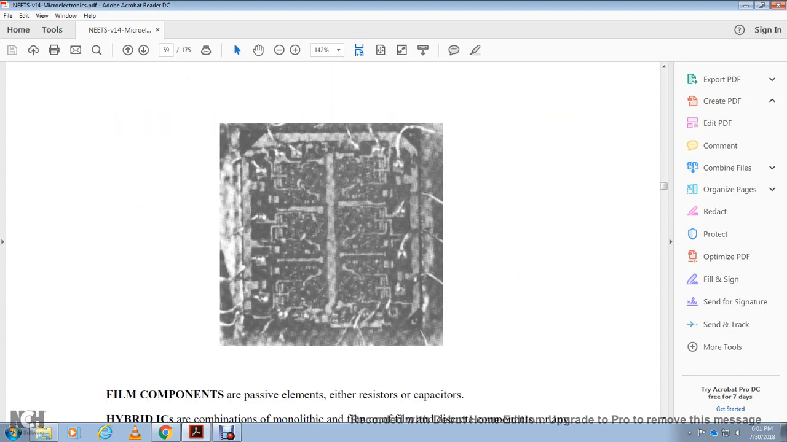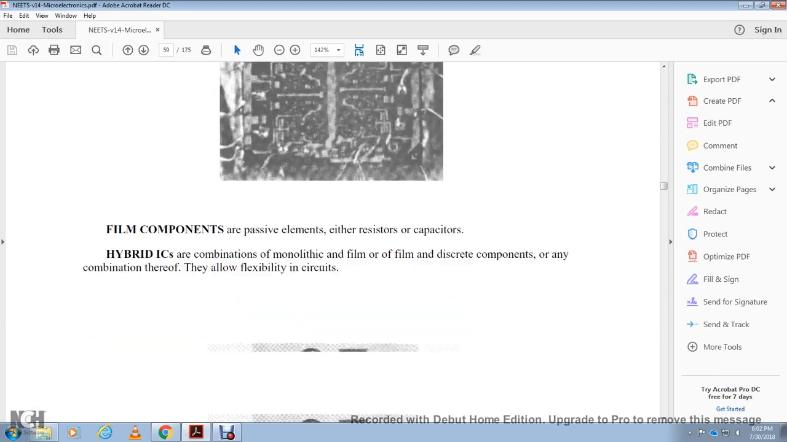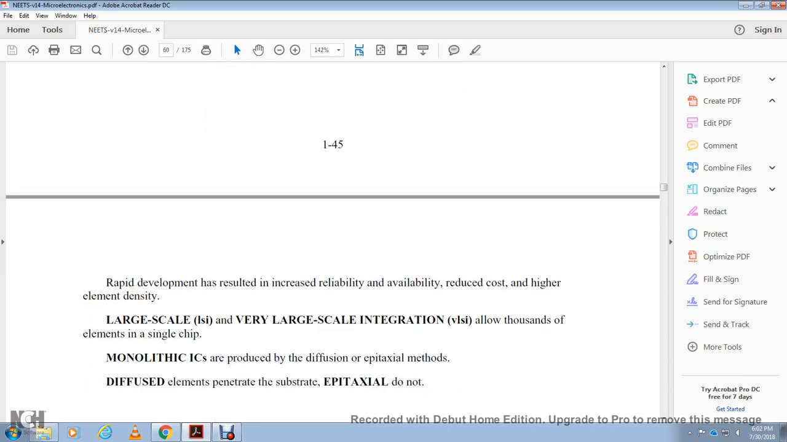Film integrated circuits contain passive elements, either resistors or capacitors. Hybrid integrated circuits are a combination of monolithic, film, and discrete components, or any combination thereof. They allow flexibility in the circuits. Alright, rapid development has resulted in increased reliability, availability, and reduced cost with a higher element density. Large scale and very large scale integration allow thousands of elements in a single chip.